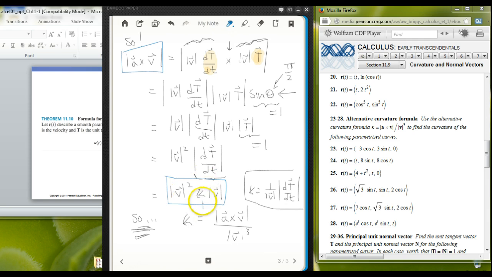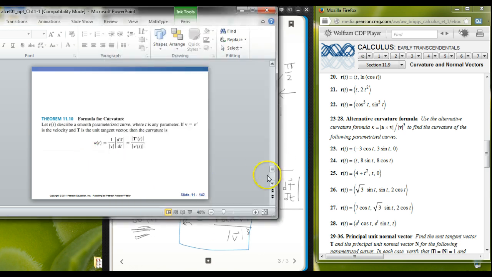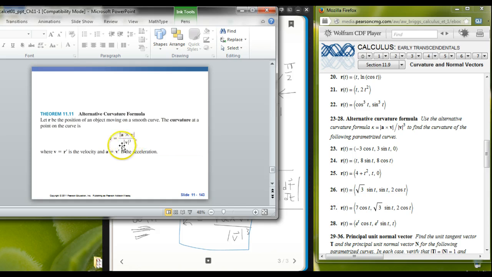So what we end up saying is that curvature, that k right there, is equal to magnitude a cross v divided by, how many magnitude v's do we have? 3 of them. Magnitude v cubed. This is our alternative way to describe curvature, and I think that is in our next slide. Yep, here it is. If we are specifically given a position of an object on a smooth curve, where r is the position function, the curvature at the point of the curve is given by the magnitude of a cross v divided by magnitude v cubed. All right, let's pause there for our video, and when you come back we'll do some examples and talk about the unit normal vector.